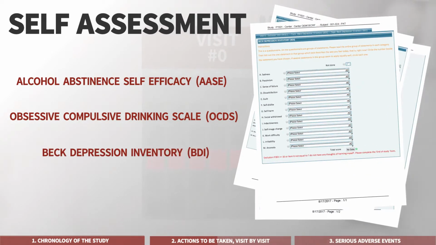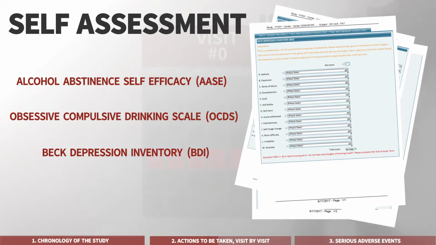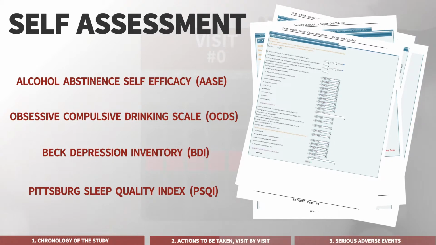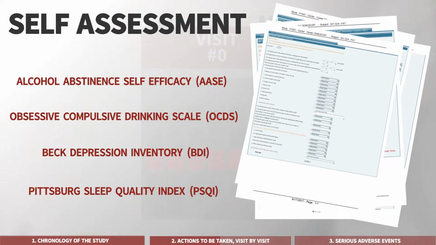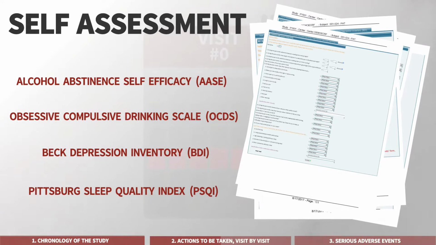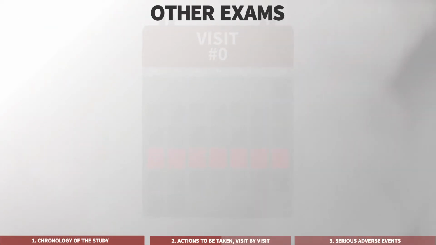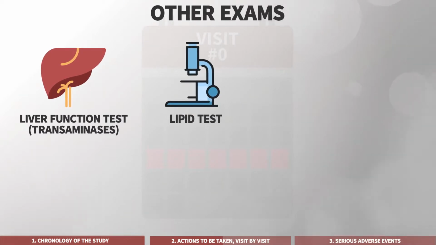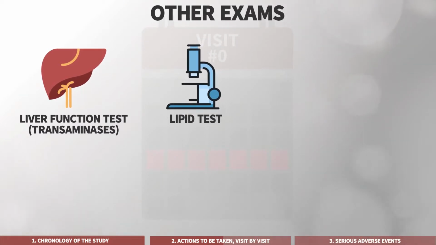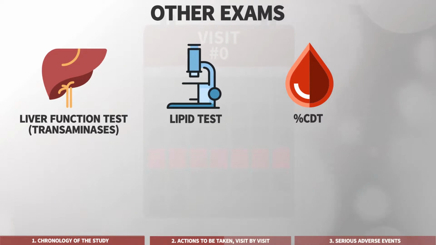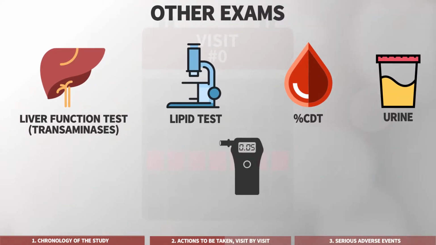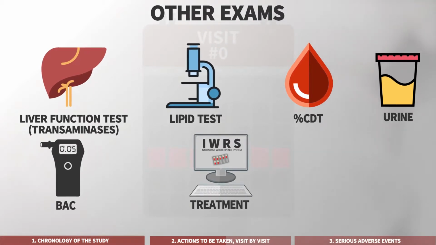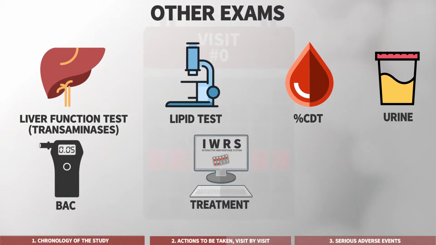Beck Depression Inventory will be used to assess the presence of symptoms of depression. Pittsburgh Sleep Quality Index that gives an estimate of sleep quality and sleep disorders. Laboratory analysis: liver function tests, lipid profile including cholesterols and triglycerides, percentage of CDT, urine analysis, breath alcohol concentration. You will assign the treatment to the patient through the IWRS system.